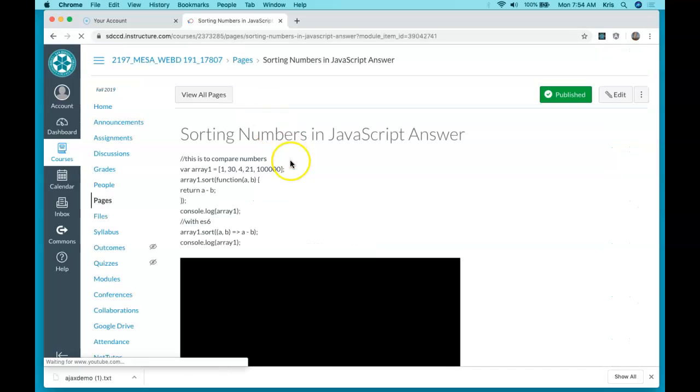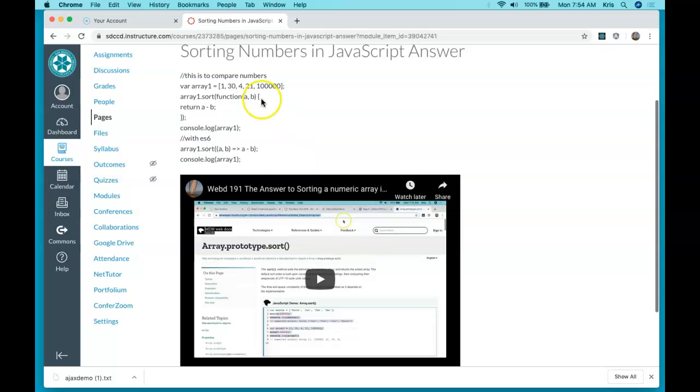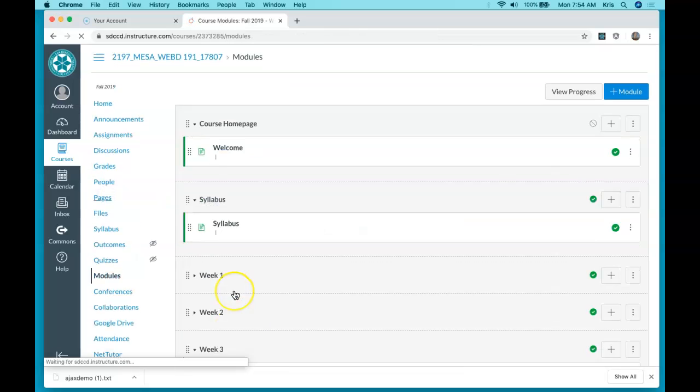So if I go back to modules, we're going to go to the other interview question, which was at the bottom of week 2's questions, which is the sorting numbers in JavaScript answer. I've given you both an ES5 and an ES6, an older version of JavaScript and a newer version with the arrow syntax. Our goal this week is to get you your CodePens with as many things as possible in them to show that you have experience or that you're thinking introspectively about the languages that you're learning.